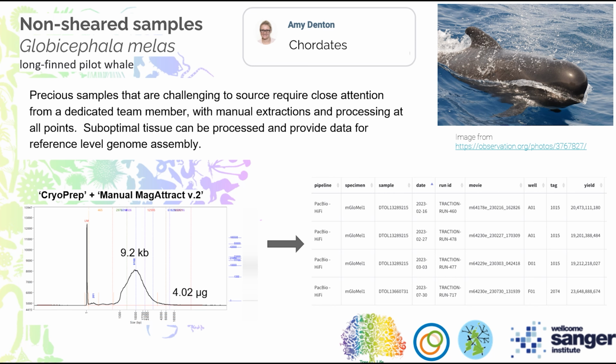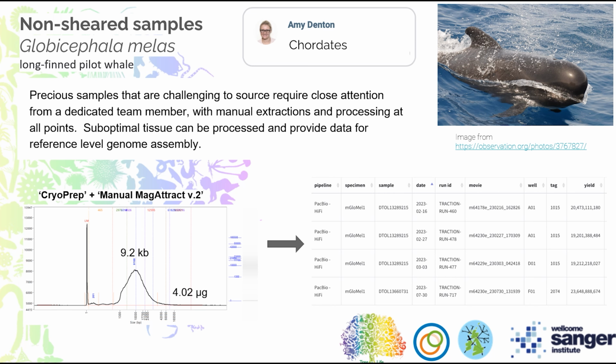However, this was our only option, so we decided not to shear this DNA, but to put it directly into library prep. And then here you can see the outcome of that work. So we've had 4 sequencing events, 4 cells of sequencing, on the Sequel II. And you can see that the yield is not ideal, but not bad. So we've got 20 gig, 19, 19, 23.